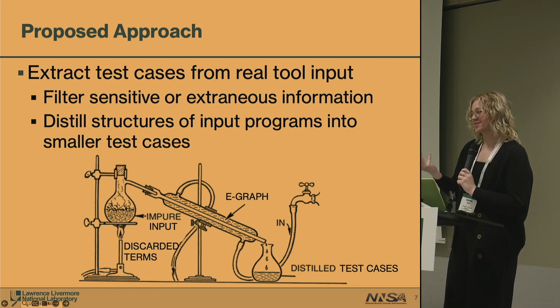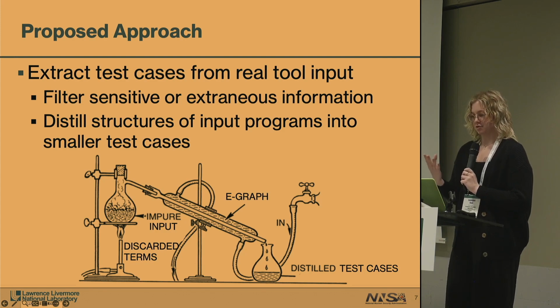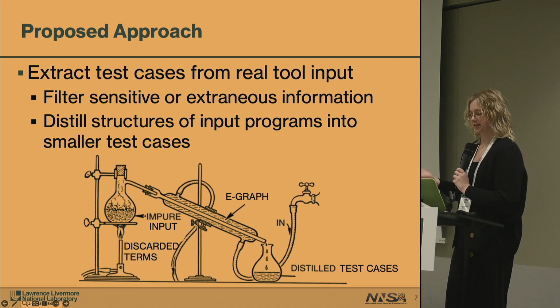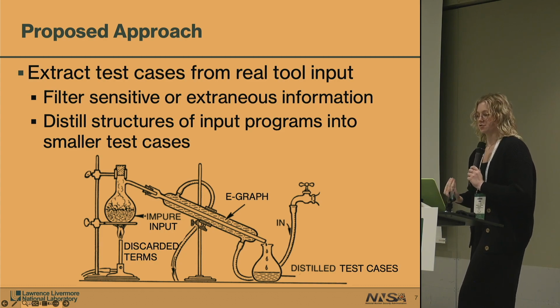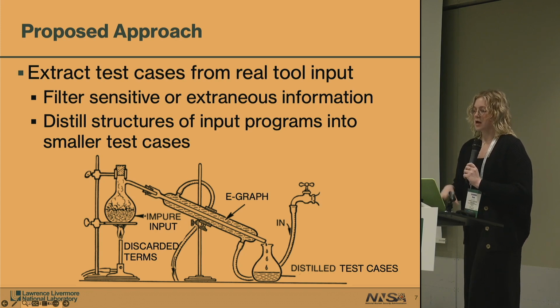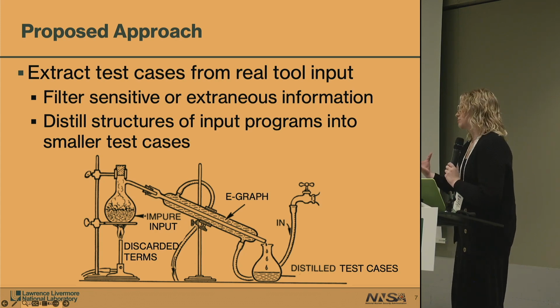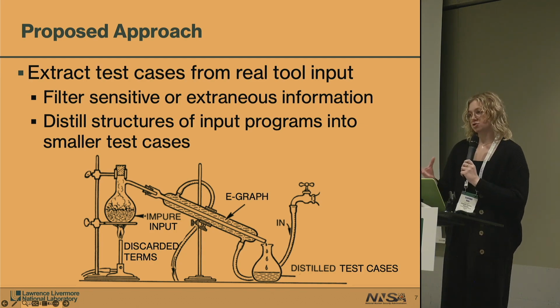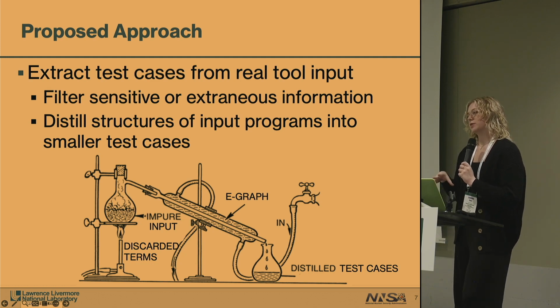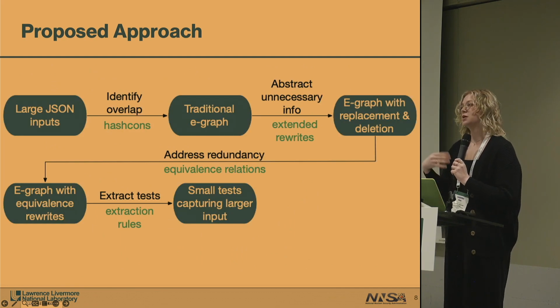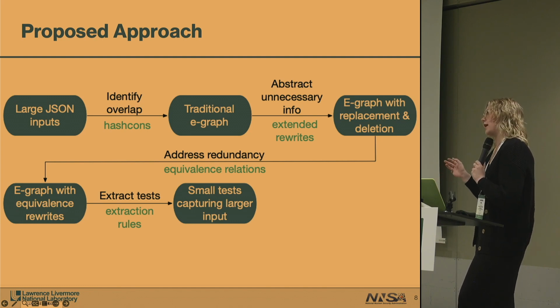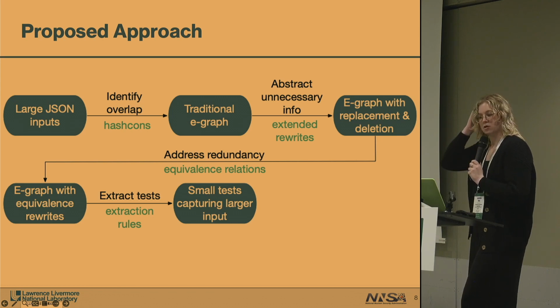So we still hope to extract test cases from real tool input, as is done in the traditional case, but we hope to use EGRAPHS to filter out or abstract any unnecessary or sensitive information. And after filtering out and abstracting, we wanted to distill the structures of input programs into smaller test cases. When I'm talking about program structure, I'm talking about programming patterns like an accumulator pattern, or control structures like for loops and conditionals. So we're really talking about a syntactic perspective. But to give more insight into how this workflow works, we can walk through it here.